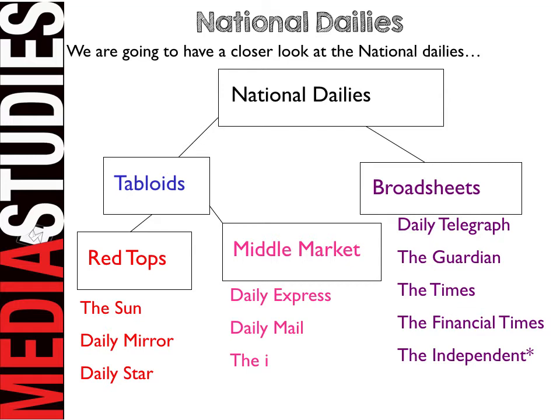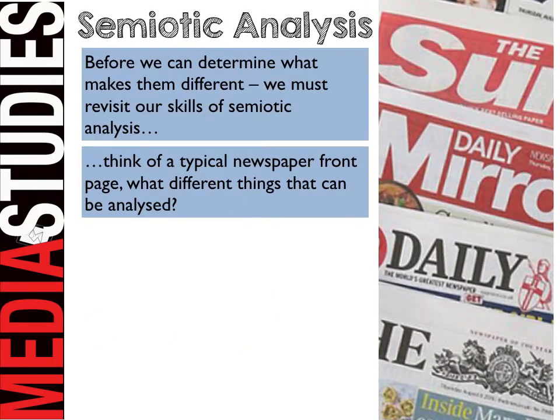And before we look at the differences between those different types of newspapers, we must go back to kind of the bread and butter of media studies, really, and think about semiotic analyses. Before we can determine what makes them different, we must revisit some old skills here and just remember what we do in media studies. So I'm going to ask you to think of a typical newspaper front page. What things could be analysed about it? Think of anything that you could analyse.